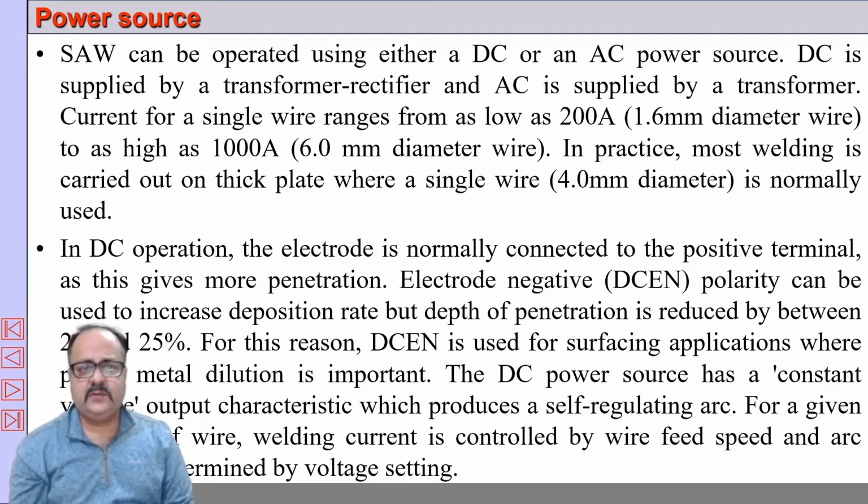And of course, for AC we use a constant current power source, and for DC we use a constant voltage power source. So 2 types of power source can be used here. When you are using DC, we require a constant voltage power source because we want the arc to be self-regulating. For AC such a requirement is not there, so we can use a constant current power source.